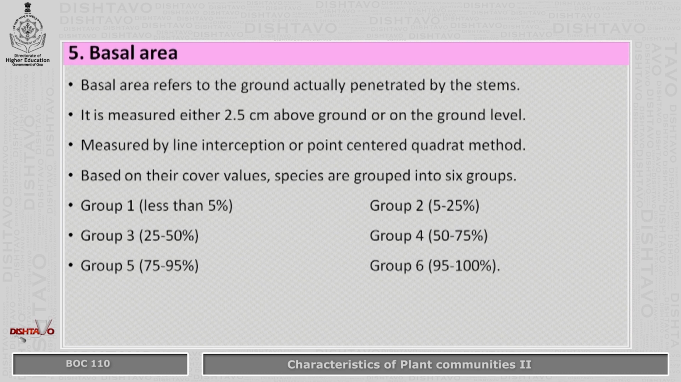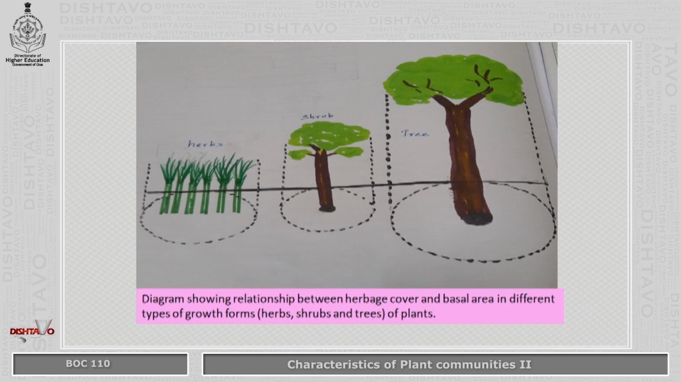Now based on these cover values, the species are again grouped into 6 groups. Group 1 is less than 5%, Group 2 is 5 to 25%, Group 3 is 25 to 50%, Group 4 is 50 to 75%, Group 5 is 75 to 90%, Group 6 is 95 to 100%. Here this diagram would show you the relationship between the herbage cover and the basal area in different types of growth forms, wherein you have the herbs. So this is the basal area here.